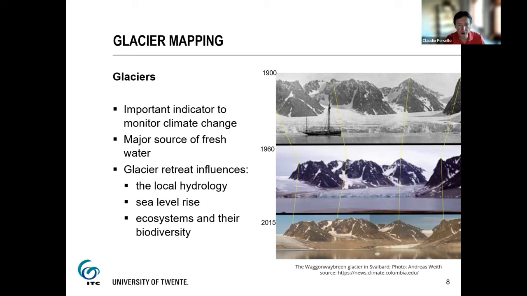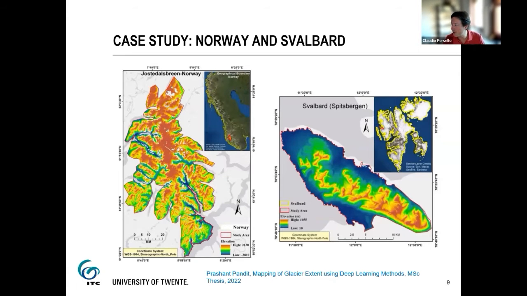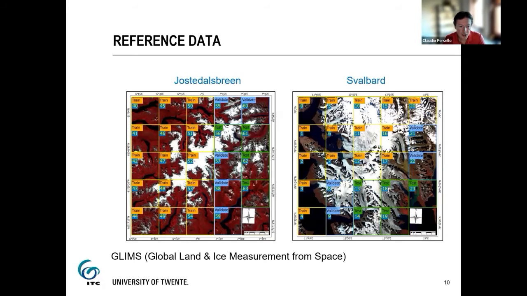I will show you now a few case studies taken from the work of some of my students. The first one is in Norway and Svalbard. This is the work of Prashant Pandit. He just completed his MSc thesis, and he used these two areas as case study areas. And he used the GLIMS dataset. It's a global dataset with semi-automated labels of the extent of the glaciers. We use this for training, for validation, and for testing deep learning algorithms.